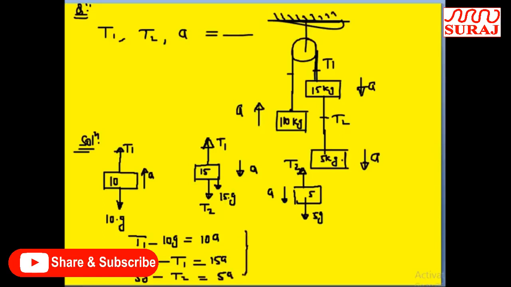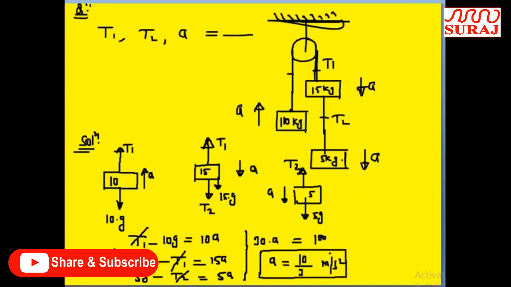इन इक्वेशंस को ऐड करिए, ऐड करेंगे तो क्या मिलेगा आपको? यू विल गेट 30 times a equals to T1 T1 कैंसिल, T2 T2 कैंसिल और ये हो जाएगा 20g minus 10g, that is 100. Acceleration you will be getting 10 by 3 meter per second square.